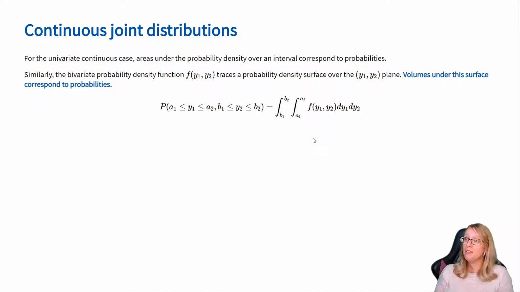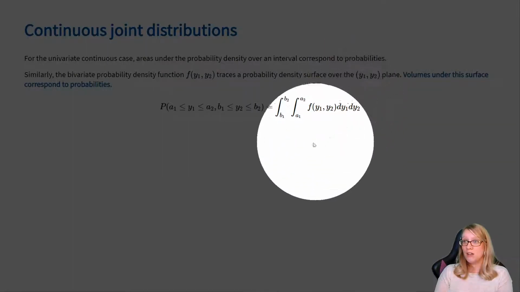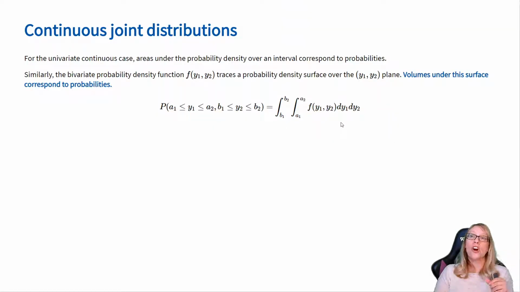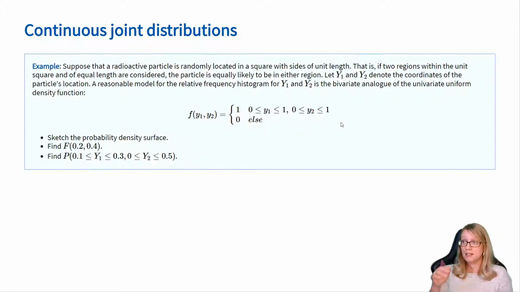So the probability, for example, that y1 is between a1 and a2, and y2 is between b1 and b2, is the integral over y1 from a1 to a2 with respect to y1. We'll take the integral from b1 to b2 with respect to y2. Setting up the limits of integration is probably the hardest part of this. Essentially, we're looking for volumes under a two-dimensional surface instead of areas.